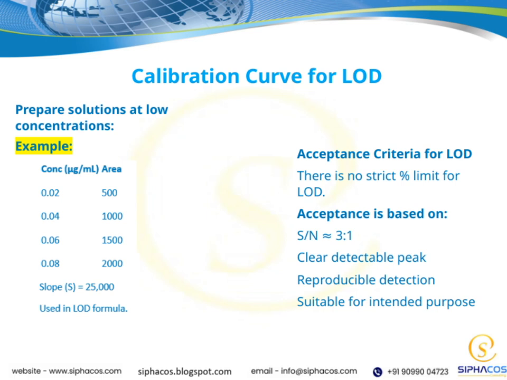Moving on to calibration curves for LOD, the idea is to prepare solutions at low concentrations, close to the detection limit. For example, we create a series of solutions with decreasing analyte levels to see where our method still reliably detects the analyte. This helps us establish the lowest concentration that meets these acceptance criteria. Overall, understanding and properly defining the LOD ensures our analytical method is both accurate and reliable for its intended use.